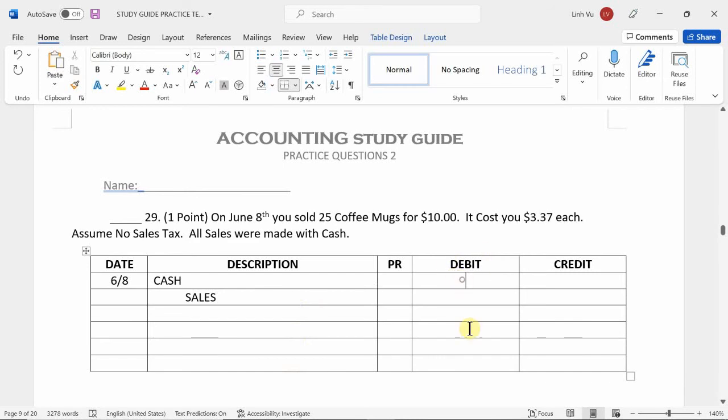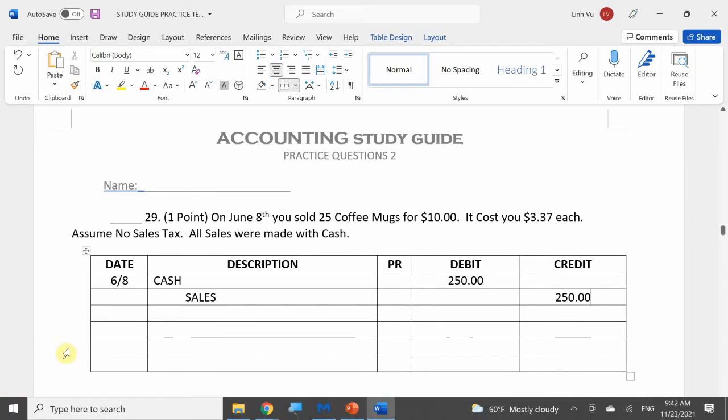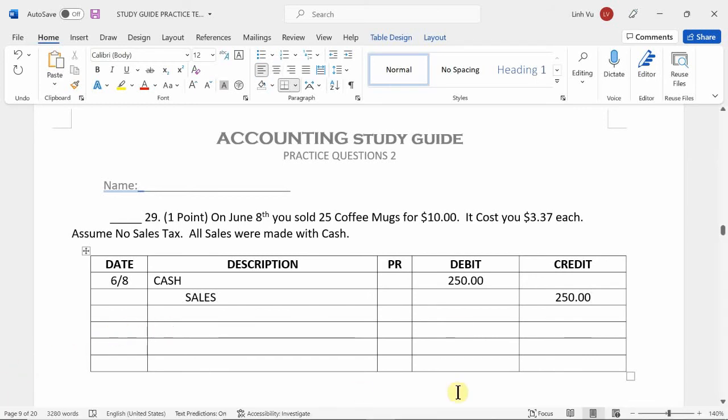Okay. So if I sold 25 mugs for $10 each, what's my total amount that I should be receiving? $250. Since this is perpetual inventory, what extra journal entry do I need to record? Cost of goods sold and inventory, or mugs. Good. In this case, we know exactly what the inventory item is, which is mugs.